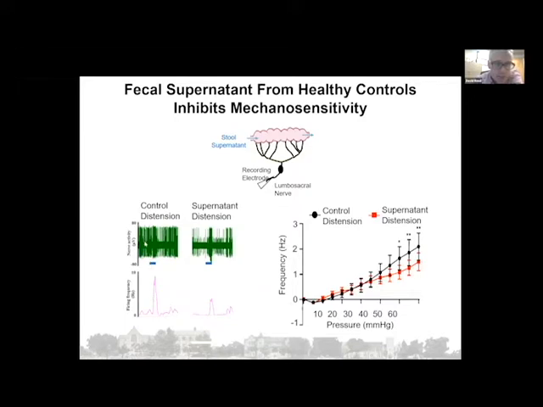And you can see it spontaneously firing, and then when she distended the colon, there's increased activity of the nerve as indicated in the rate histogram. She then superfused the fecal supernatant from healthy volunteers, and not only did she see a decreased firing in the spontaneous activity, but the response to colonic distension was also reduced following the healthy fecal supernatant. This is summarized in the right graph, showing that the healthy fecal supernatant actually decreases the mechanosensitivity of these colonic afferents, and these are high threshold units, which we think are the nociceptive nerves within the colon.